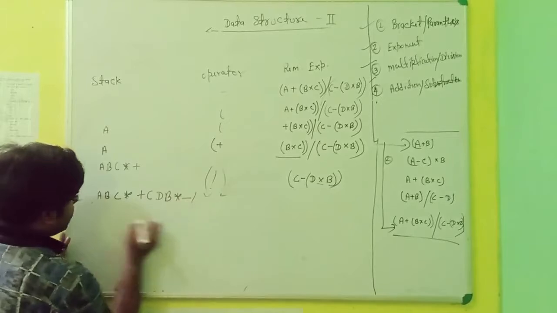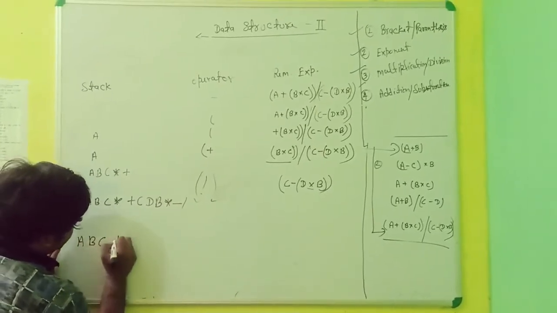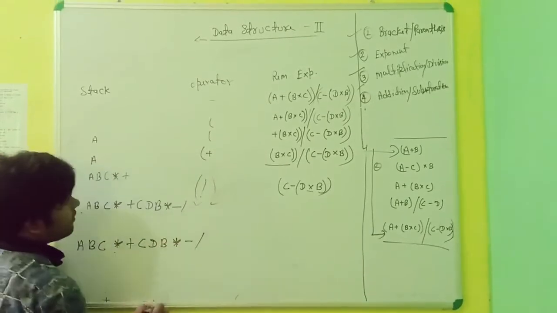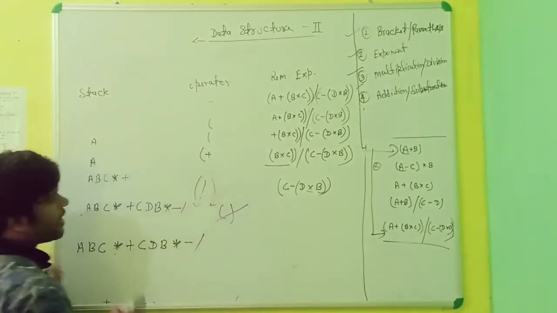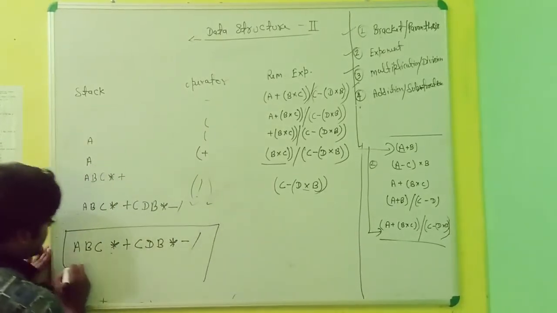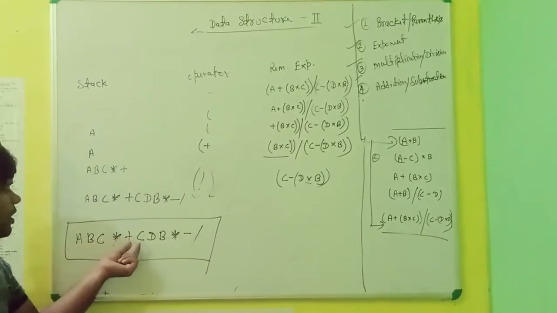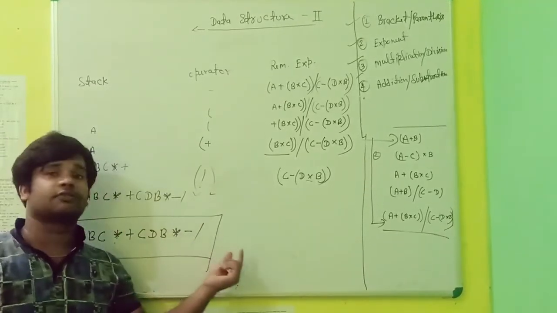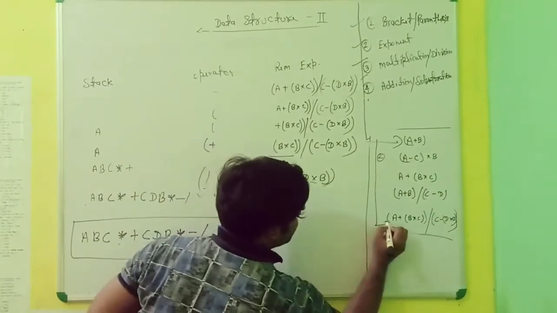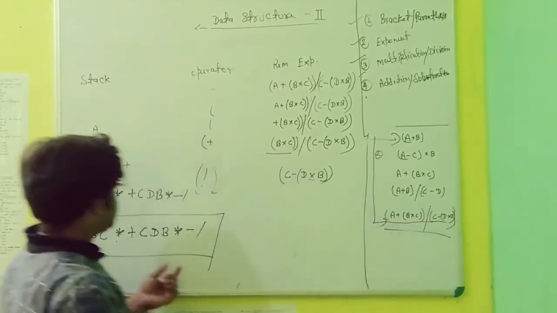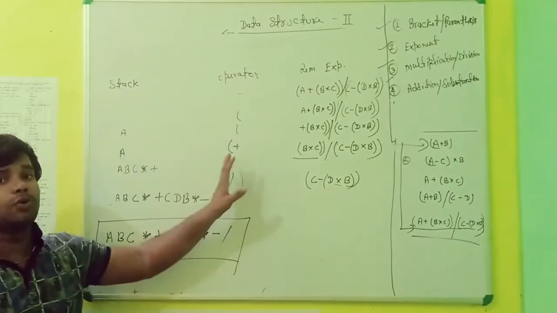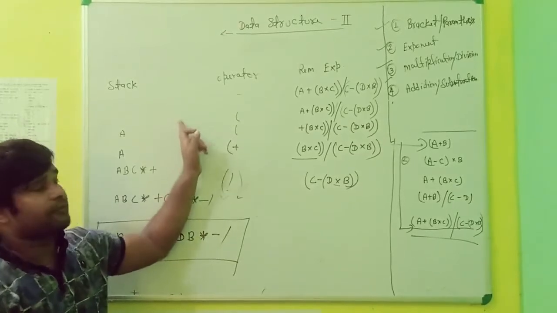Now the expression is ABC into plus CDB into minus division symbol, and these two opening braces will be cancelled. Now the final answer for the postfix expression is this: ABC into plus CDB into minus and division. This is the postfix expression of this infix expression. So I hope with this video you got an idea of how to convert the infix expression to postfix expression.